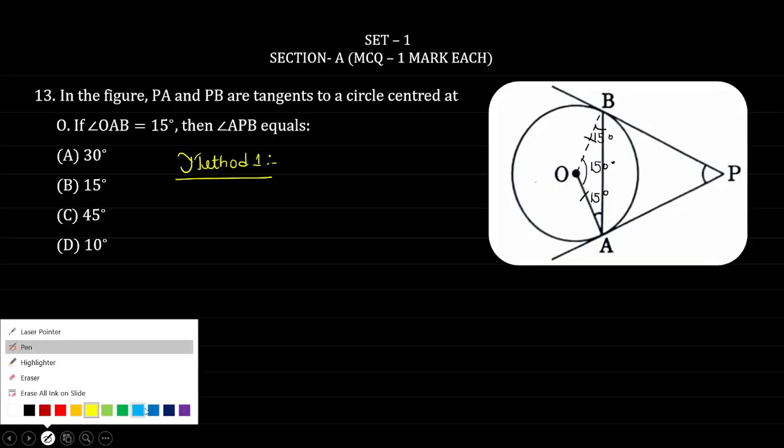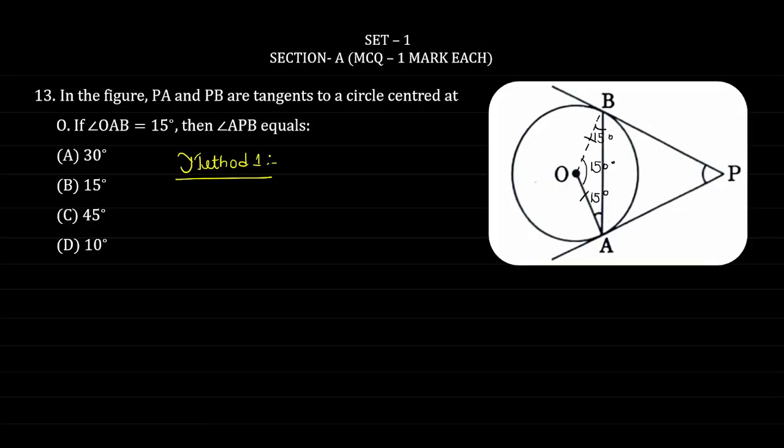Now, by the first theorem, we know that the tangent at the point of contact is perpendicular to the radius to the point of contact. Basically, OB is perpendicular to PB and OA is perpendicular to AP. So this angle is 90 degrees, and we have already found this angle as 150 degrees.